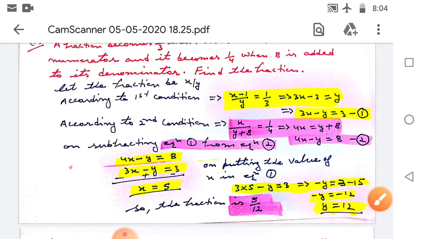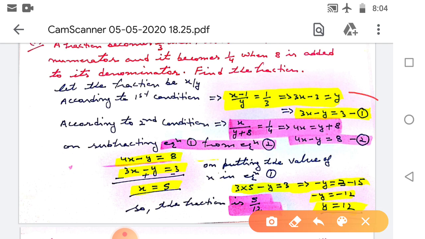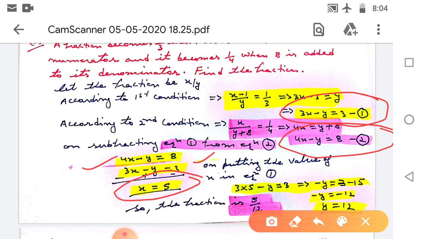So we have two equations. The first equation is 3x minus y is equal to 3. The second equation is 4x minus y is equal to 8. Now solve these two equations. We get the value of x as 5, and after putting the value of x in equation 1, we get the value of y as 12. Right? So the value of x is 5, the value of y is 12, and the fraction is 5 by 12.